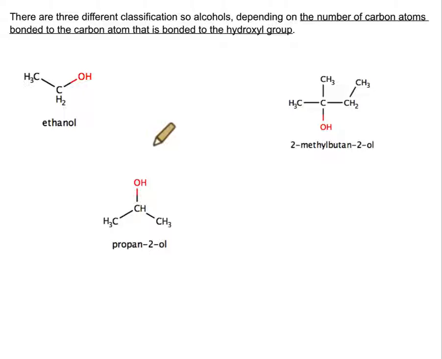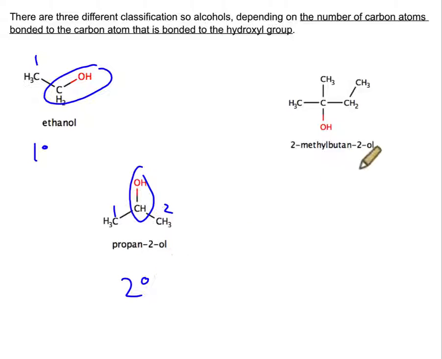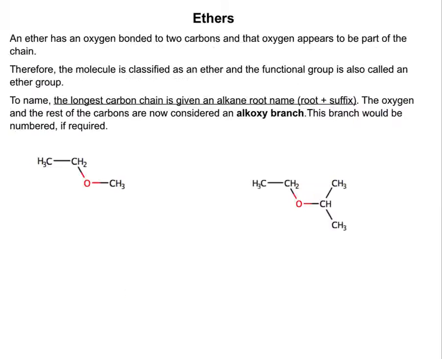Alcohols can be classified the same way as haloalkanes, depending on how many carbons are bonded to the carbon bonding the functional group. So there's the carbon bonding the functional group, bonded to a single other carbon only. So ethanol is a primary alcohol. Propan-2-ol is a secondary alcohol, and 2-methylbutan-2-ol is a tertiary alcohol. So alcohol classification is pretty much the same as haloalkanes.